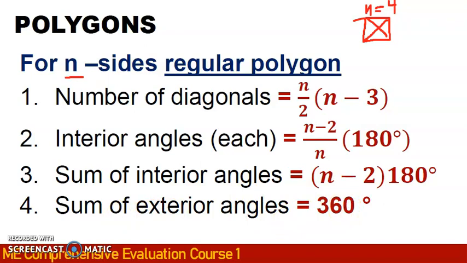You can use this whenever you encounter regular polygons.